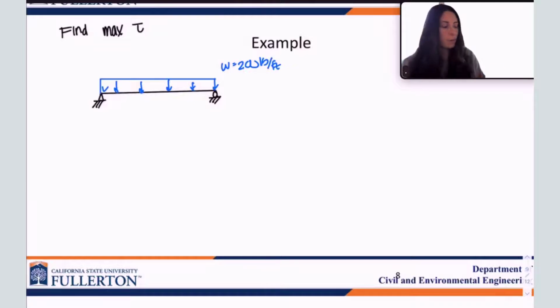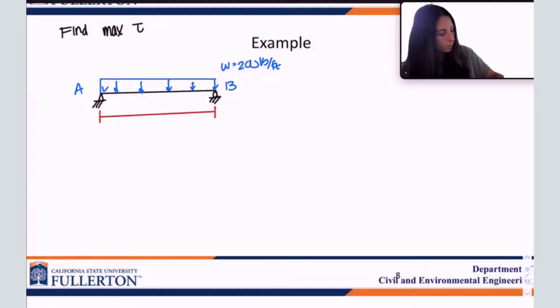And I'm going to call this point here A at the pin, point B. Also, we have 8 feet that we're dealing with. 8 feet, okay. I'm going to go ahead and draw the resultant here. 200 times 8 gives us 1,600 pounds. This is a symmetric beam. That means I'm left with 800 pounds in the vertical direction on each side.